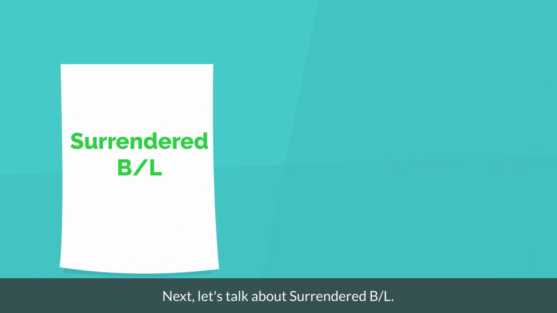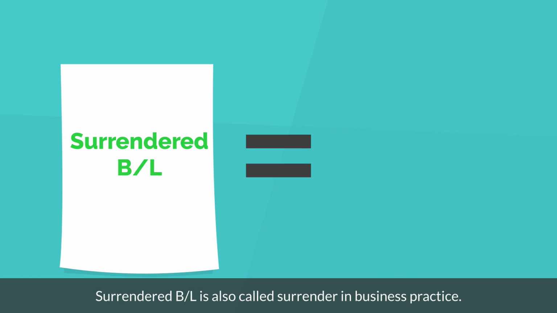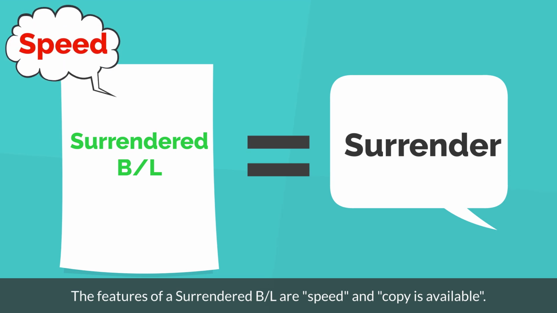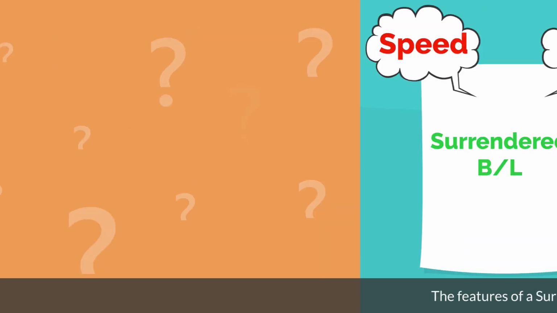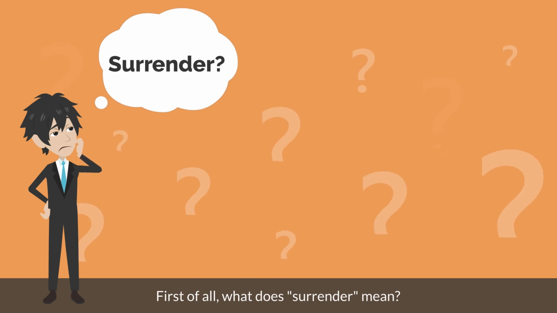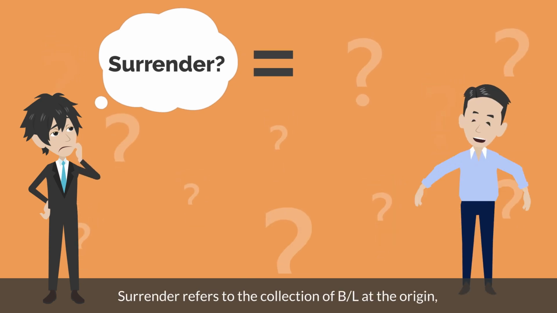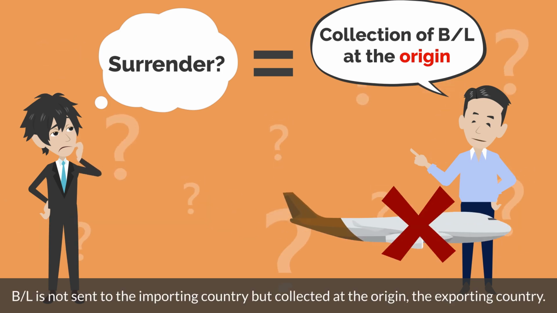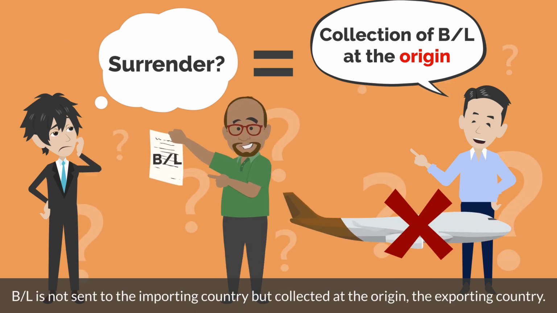Next, let's talk about surrendered BL. Surrendered BL is also called surrender in business practice. The features of a surrendered BL are speed, and that a copy is available. First of all, what does surrender mean? Surrender refers to the collection of BL at the origin. It means that BL is not sent to the importing country but collected at the origin, the exporting country.